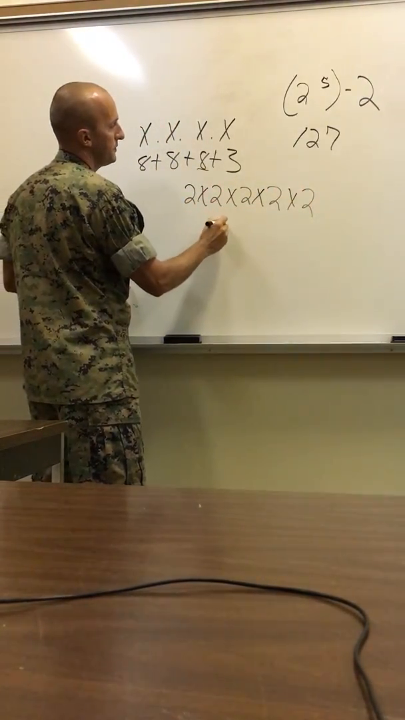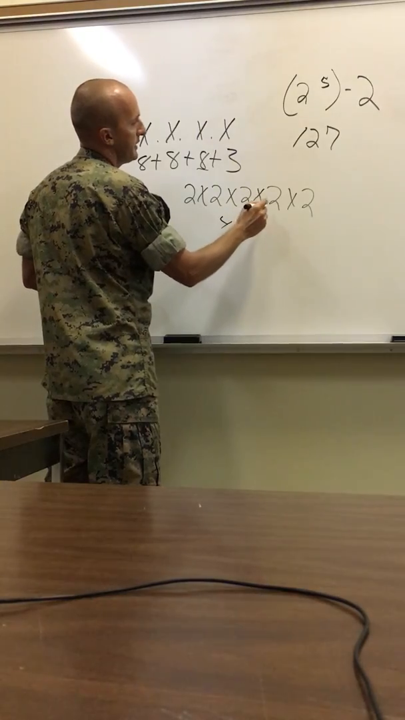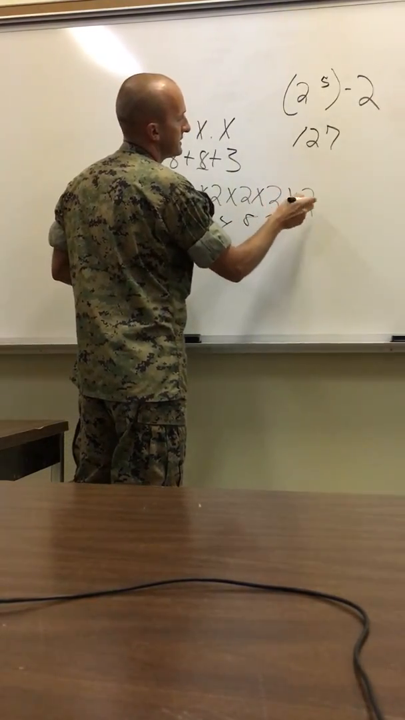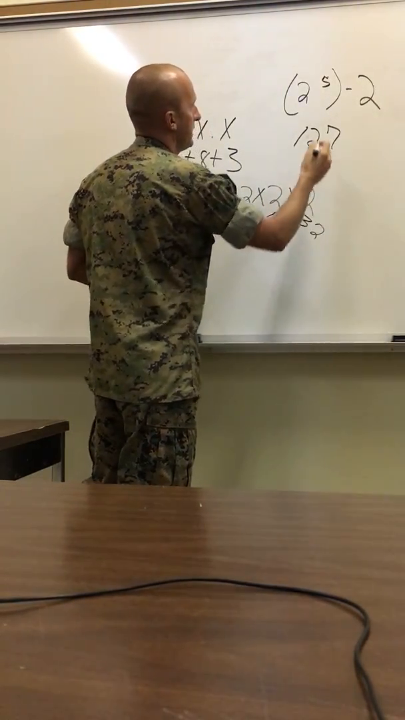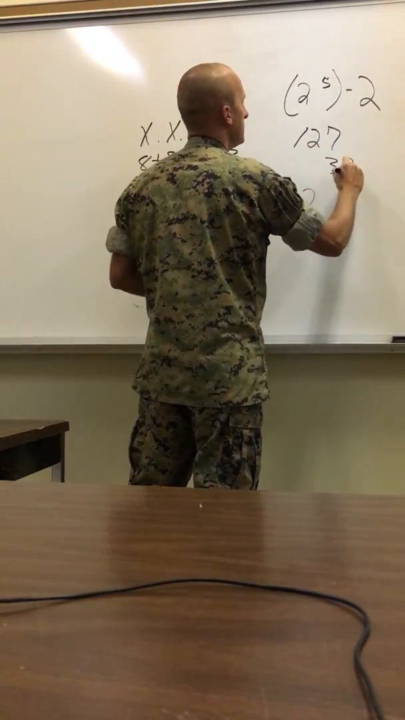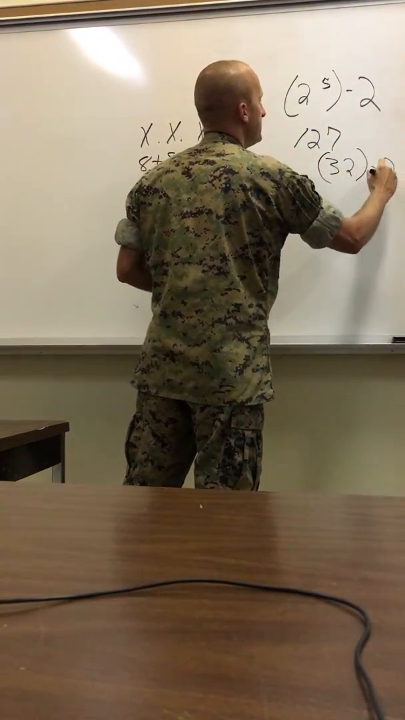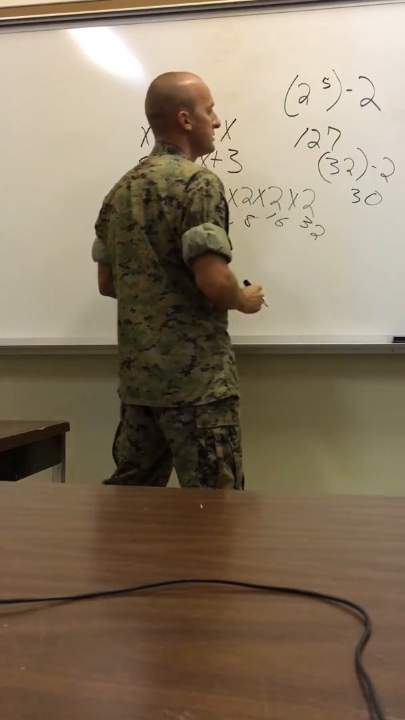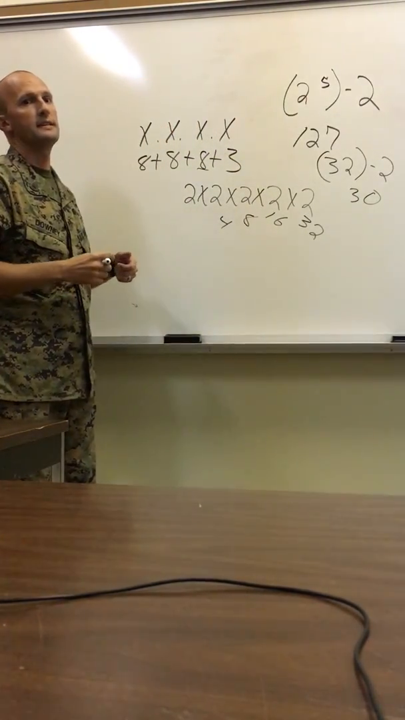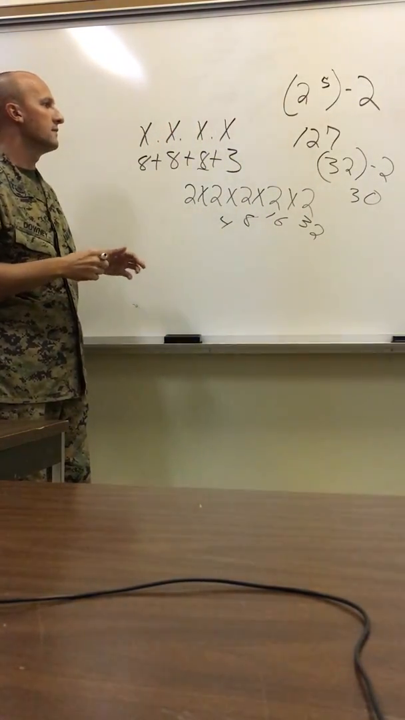So 2 times 2 is 4, 4 times 2 is 8, 8 times 2 is 16, 16 times 2 is 32. So it would be 32 minus 2, which would give us 30 usable IP addresses. That's the math behind figuring this out.